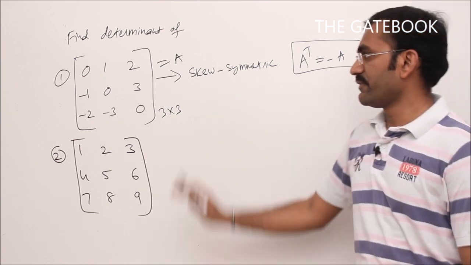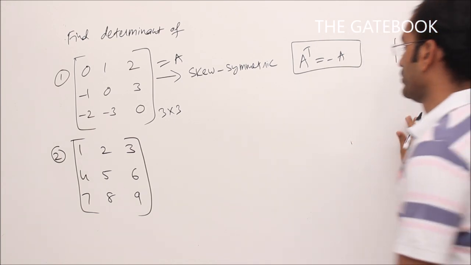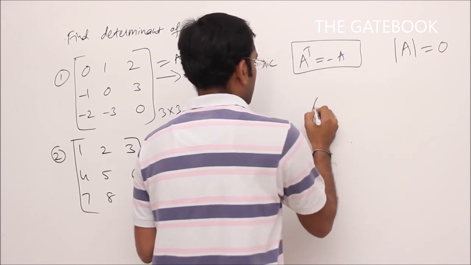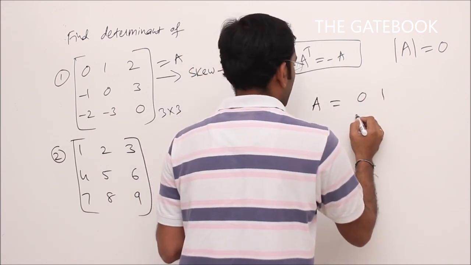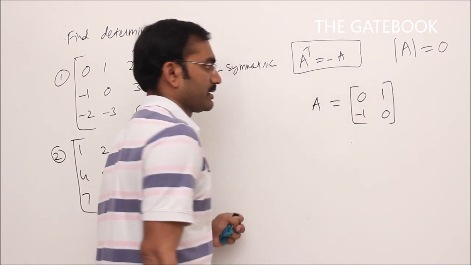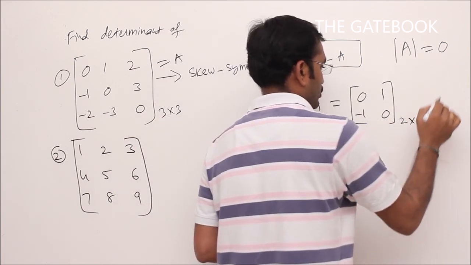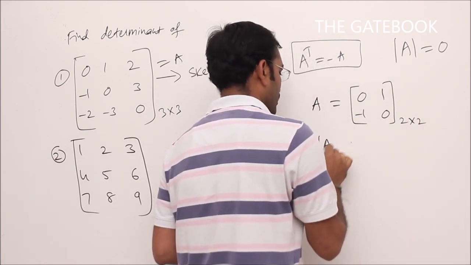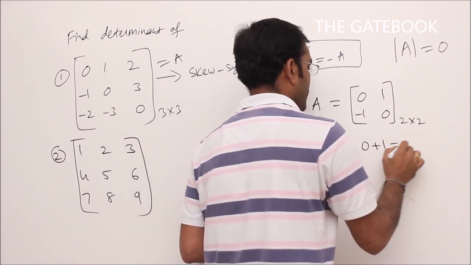This is applicable only for 3 by 3 and so on. Suppose you go for any 2 by 2 matrix, let us consider A equal to 0, 1, minus 1, 0. This is also a skew symmetric matrix. But what is the order here? 2 by 2. So determinant of A is equal to 0 plus 1, we will get 1.